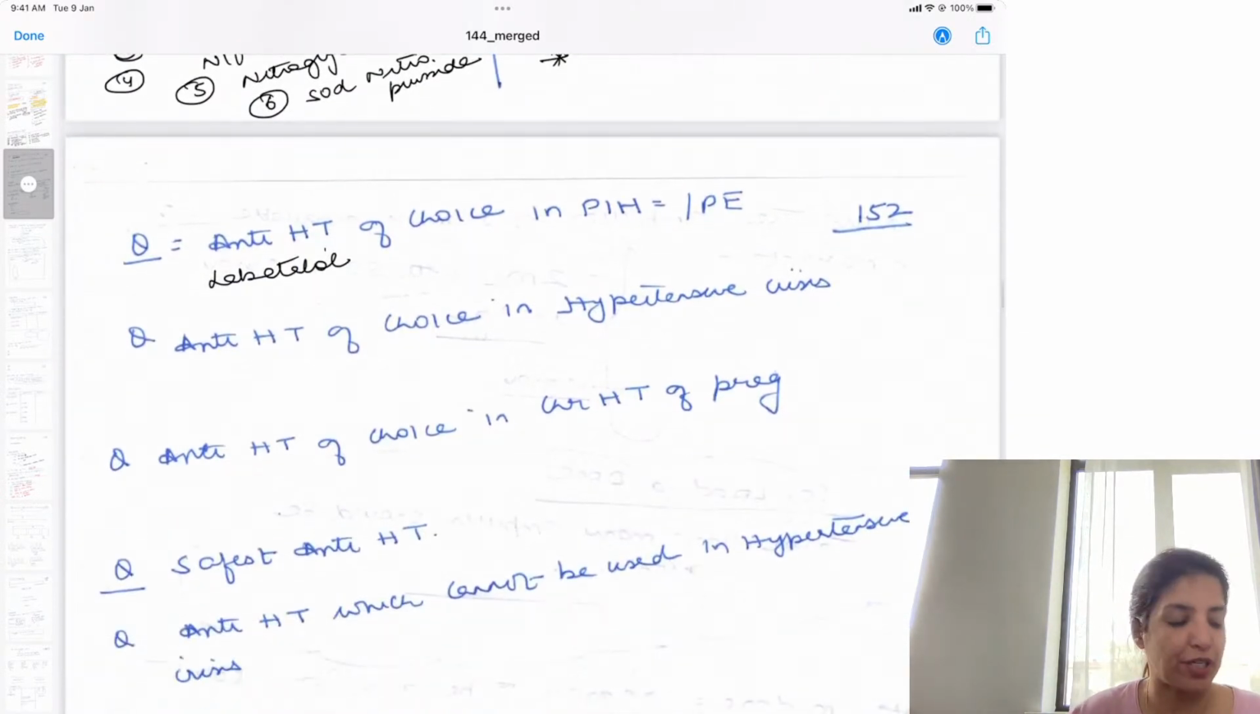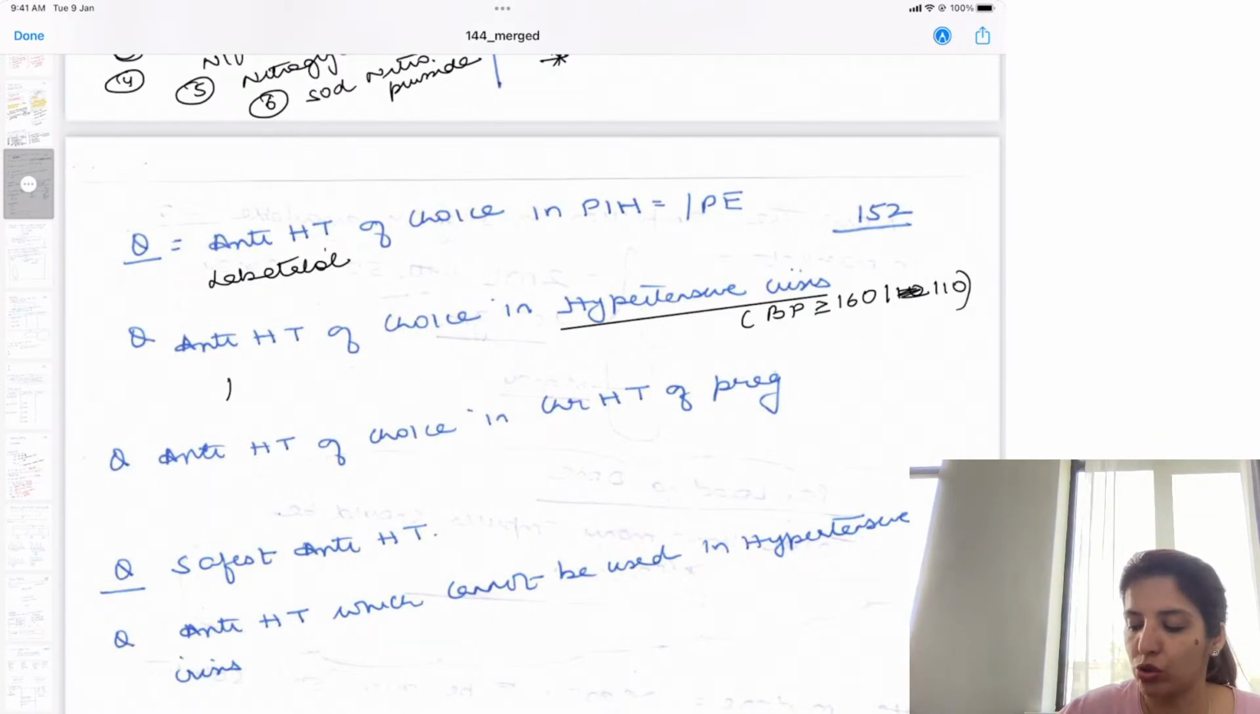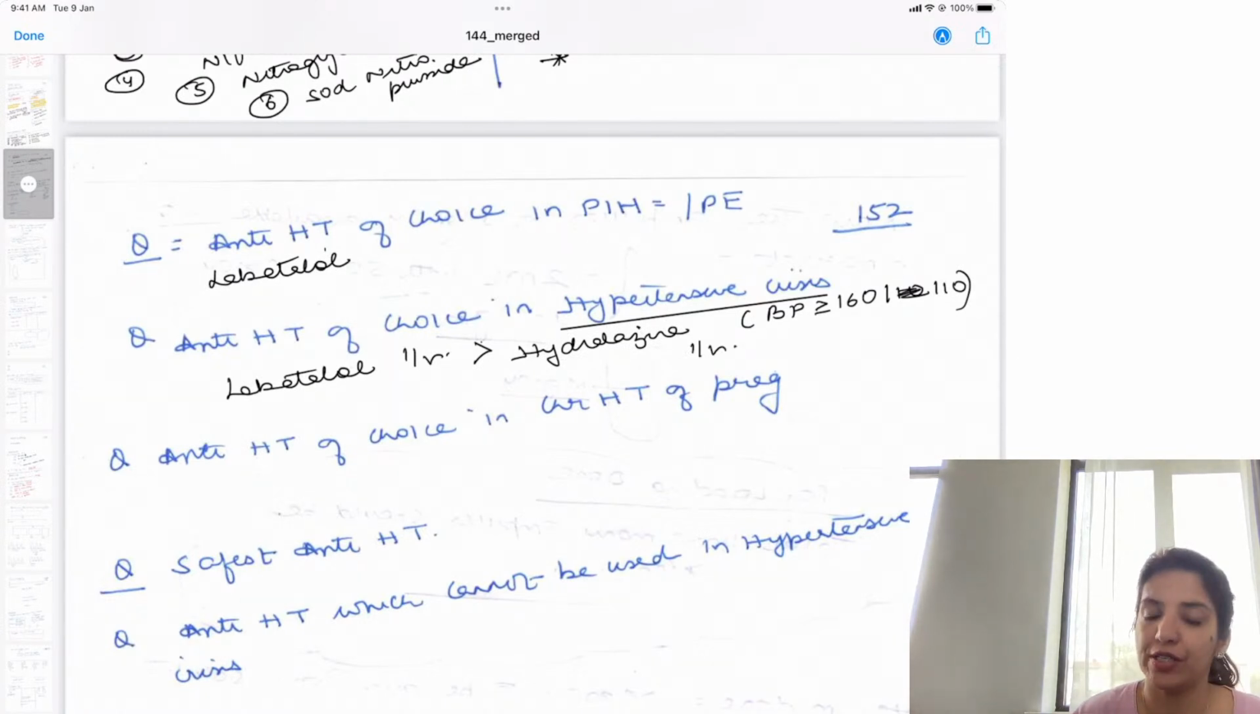Now, antihypertensive of choice in hypertensive crisis. What do you mean by hypertensive crisis? Hypertensive crisis means when BP becomes more than or equal to 160 by 110. Right? In that case also I will use labetalol, but I'm going to use it IV. Best is IV labetalol, but second best will be IV hydralazine.